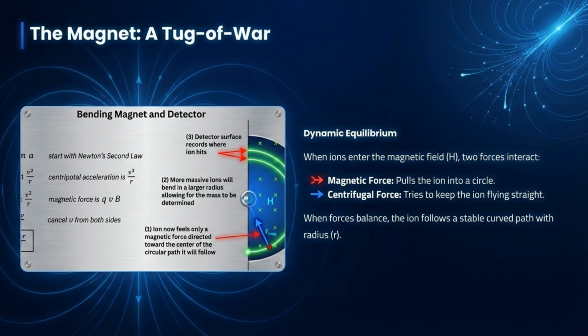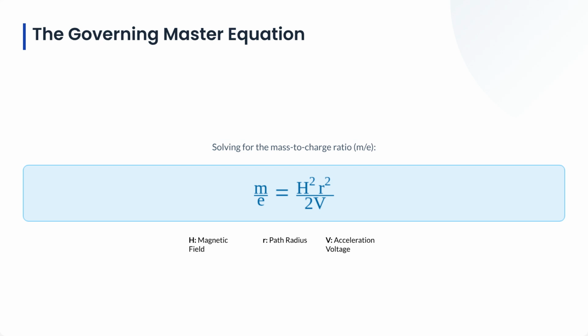At the same time, the ion's own momentum, its centrifugal force, tries to keep it flying straight. When these two are in a perfect tug-of-war, we get that distinct curve. If we keep B and V constant, the only thing that determines the radius r is the mass-to-charge ratio. This is the mathematical grace that allows us to separate atoms with such precision.